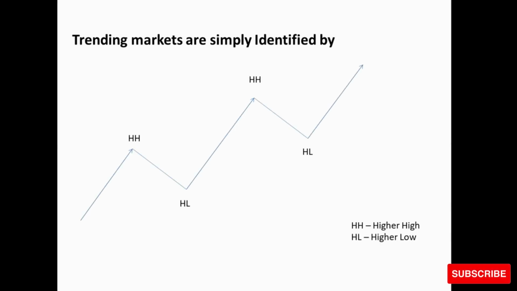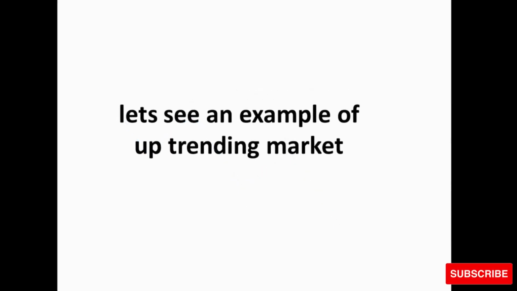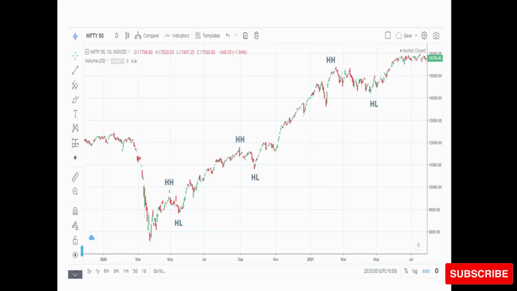Trending markets are simply characterized by a repeating pattern of higher highs and higher lows in an uptrending market, and lower highs and lower lows in a downtrending market. Let's see an example of an uptrending market. As you can see in the example, the market is making a series of higher highs and higher lows, which indicates that the market is uptrending.